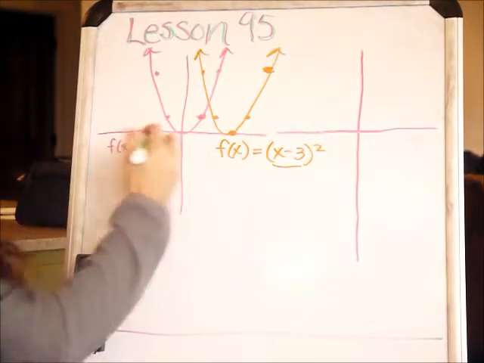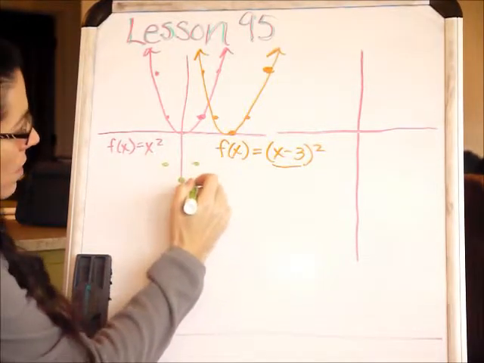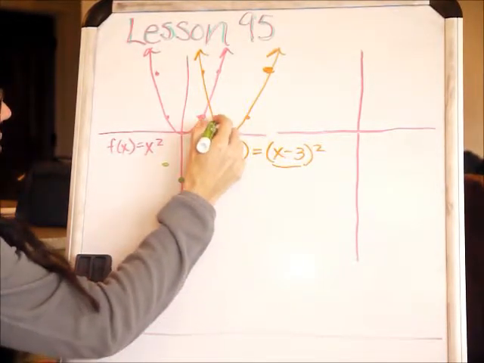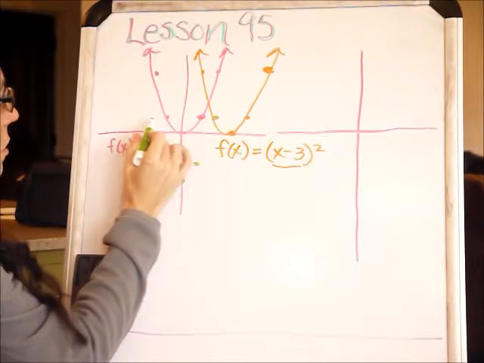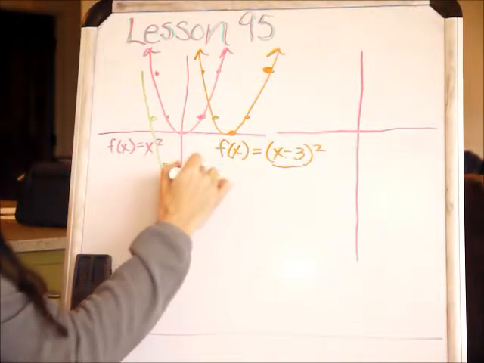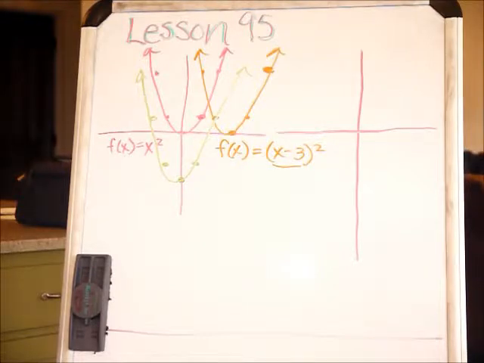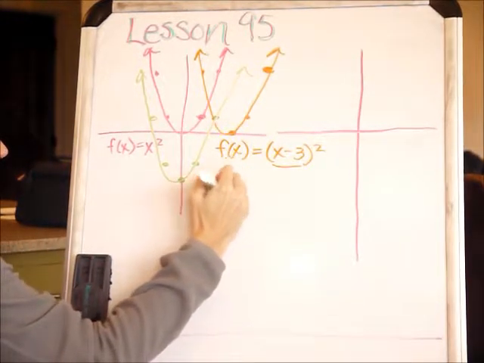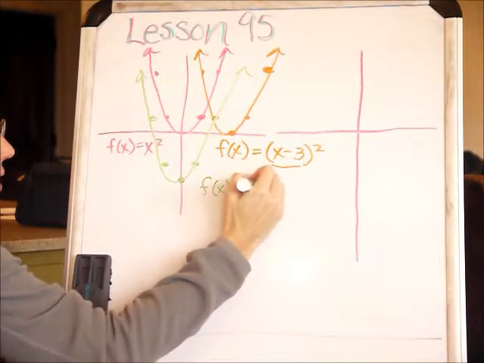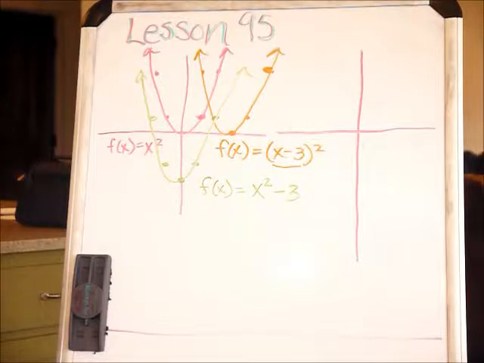Now what if we take it down 3, in a different color? Let's move the parent down 3 spaces, 1, 2, 3. And 1, 2, 3. We go through here, and here. Okay, so the green one is the parent function moved down. You want to know what that looks like? f of x equals x squared minus 3. Interesting. So I just want you guys to notice the pattern today.